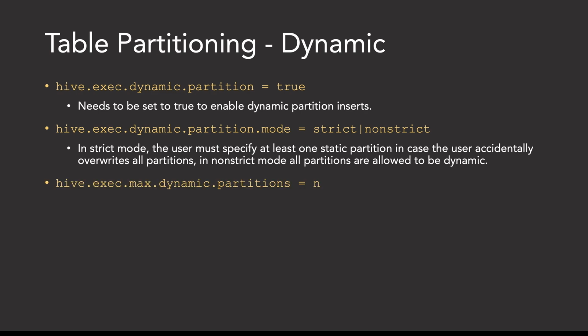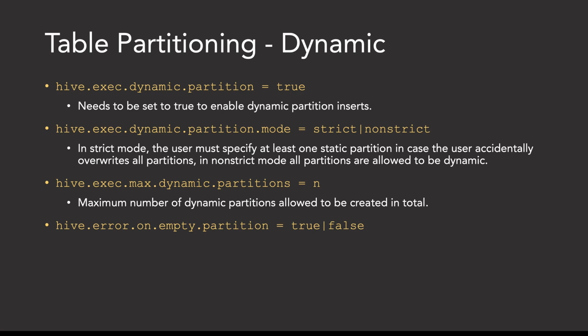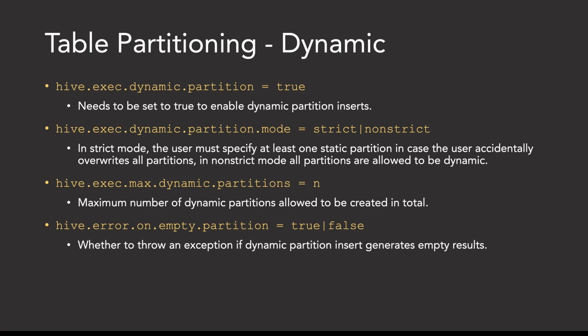Then you have hive.exec.max.dynamic.partitions, which tells you the maximum number of dynamic partitions that are allowed to be created in total. Then there is one more configuration parameter, which is hive.error.on.empty.partition. If you set it to true, it will throw an exception if the dynamic partition insert generates empty results. There can be scenarios where you have records that do not have any value for the partition column. In that case, it will generate an empty partition. If it does and you set hive.error.on.empty.partition to true, Hive will throw an error.